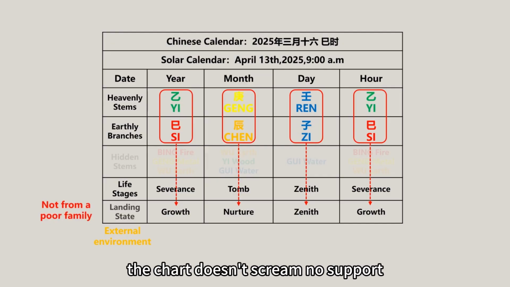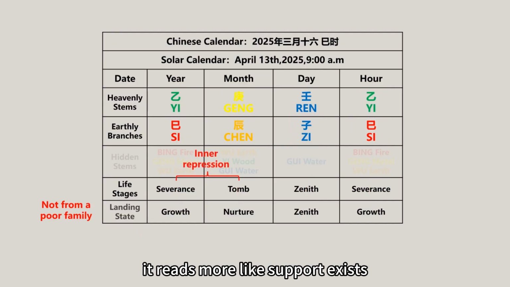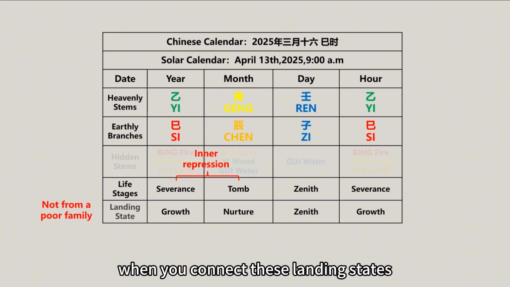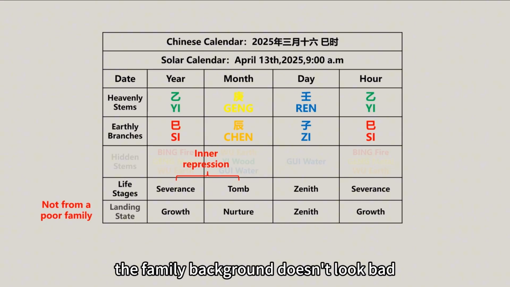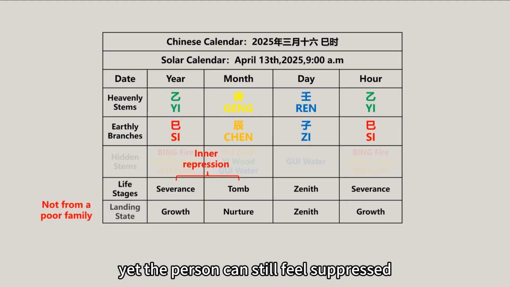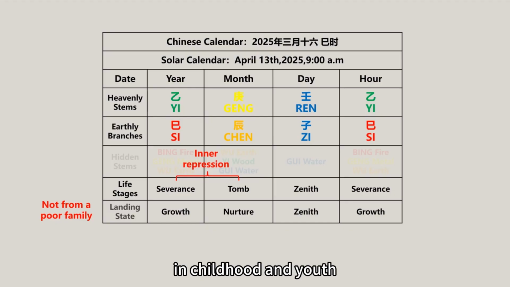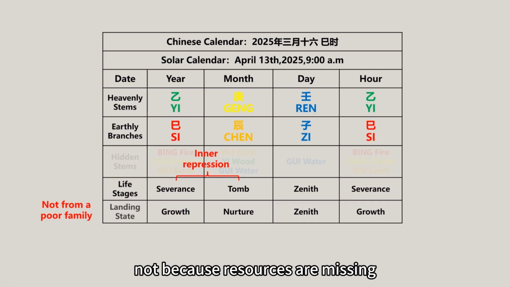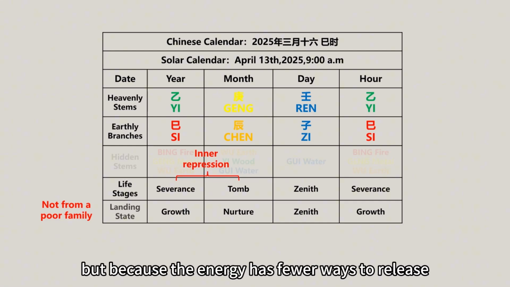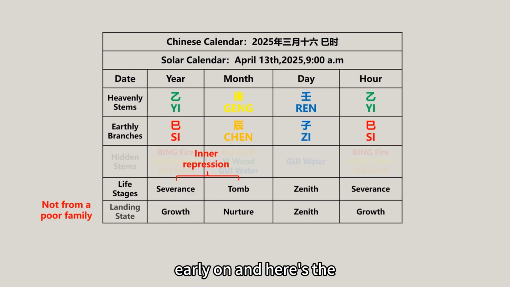The chart doesn't scream, no support. It reads more like, support exists, but early expression feels constrained. When you connect these landing states, the family background doesn't look bad, yet the person can still feel suppressed in childhood and youth, not because resources are missing, but because the energy has fewer ways to release early on.